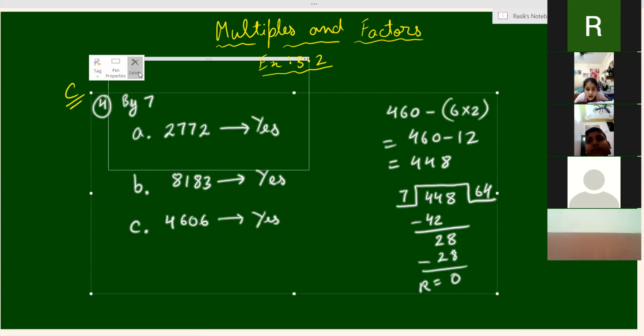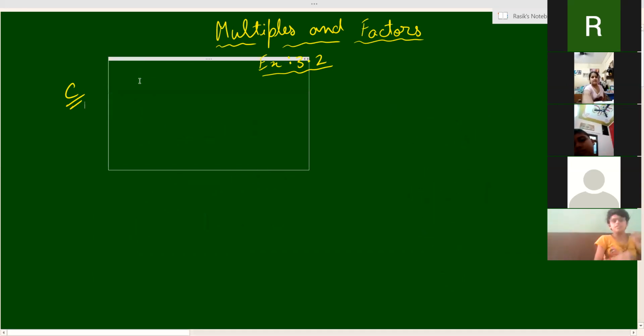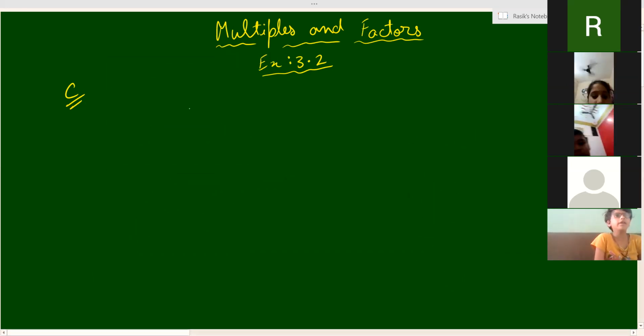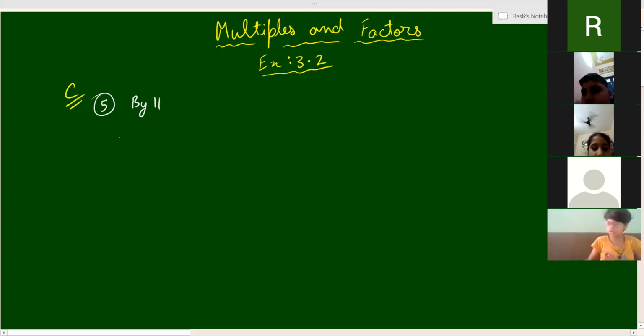Okay, then let us start with the last part of this question, part number 5. In the fifth part, you have to check the divisibility of the given numbers by 11. In this, the first one is 61,017. Try it on your own.